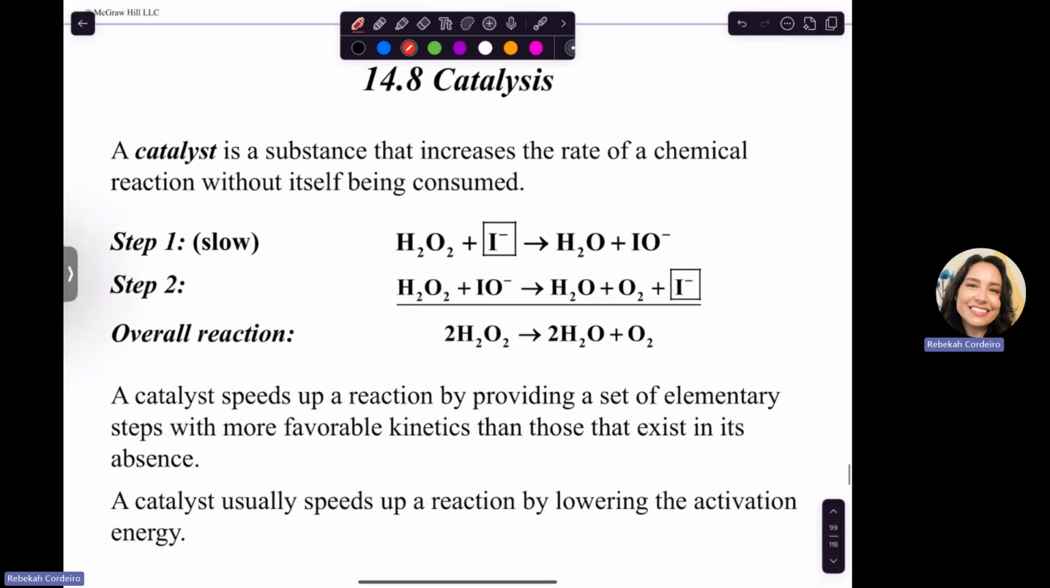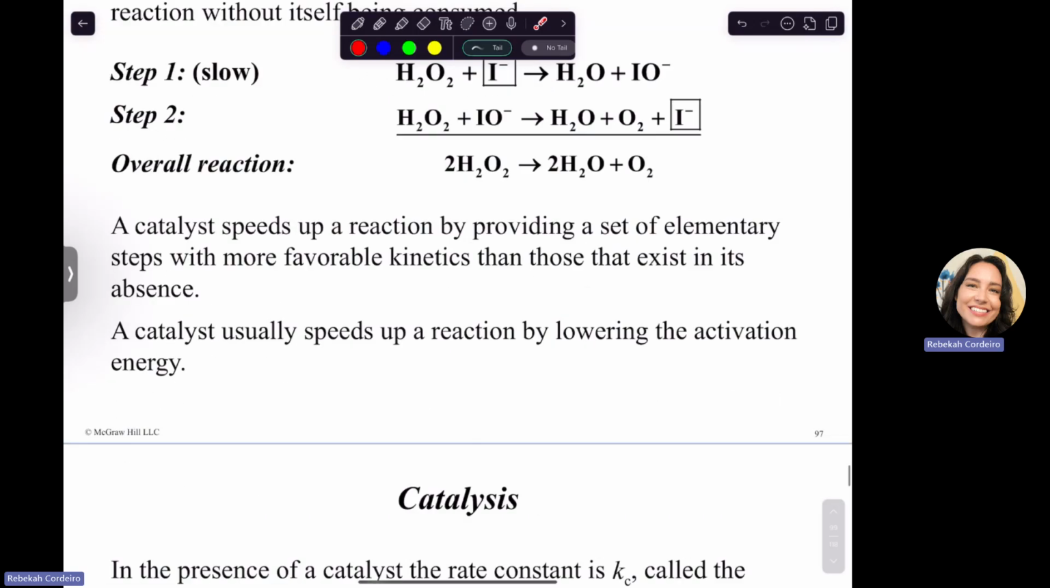And the last little bit we're going to talk about in this chapter is catalysis. I've talked about it before, but we didn't really sit down and define it. A catalyst is a substance that increases the rate of a reaction and is not consumed. So the catalyst is something that is a reactant and then used later as a product. It speeds up a reaction by providing another set of elementary steps that have lower activation energies.